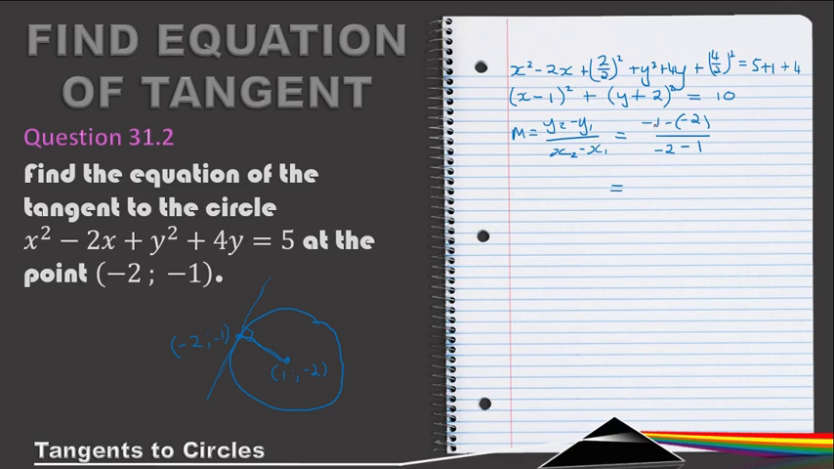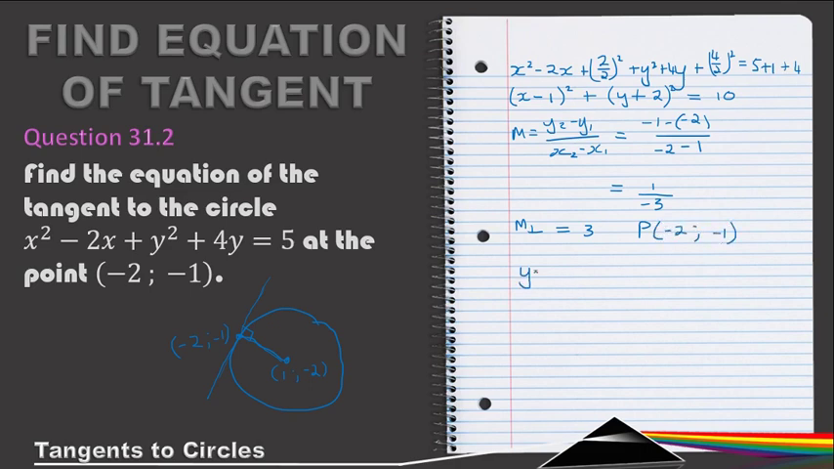And this then is minus 1 plus 2, which is 1, minus 2 minus another 1 is negative 3. Alright, so there's the gradient, but now I need the gradient that is perpendicular to this line, and that would give me the gradient of this tangent. So this will then be a positive 3, or 3 over 1, or 3. Okay, so we have the gradient, we have the point minus 2 and minus 1.